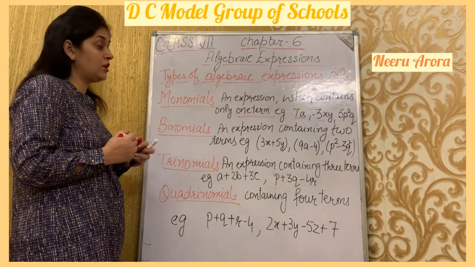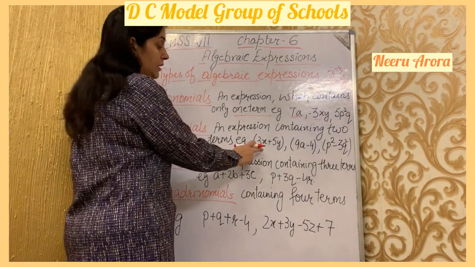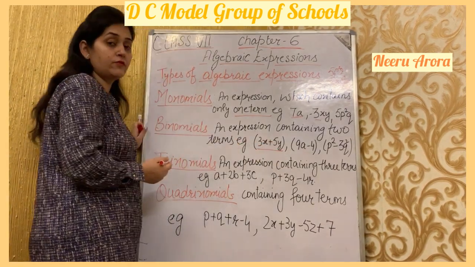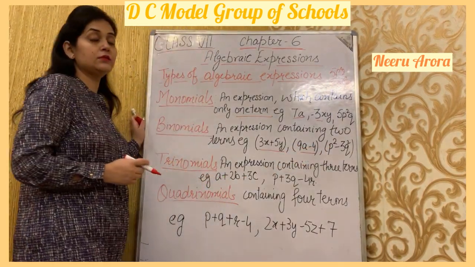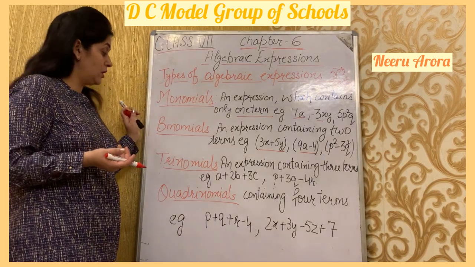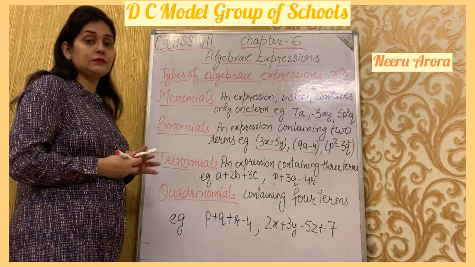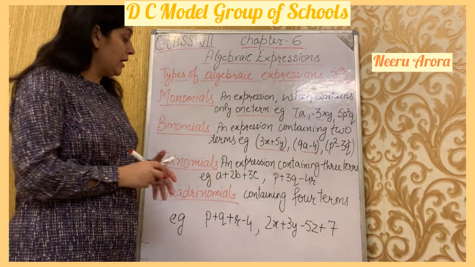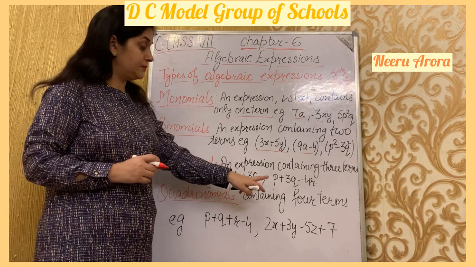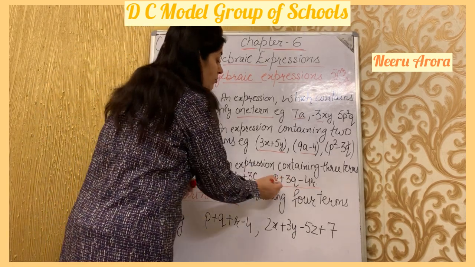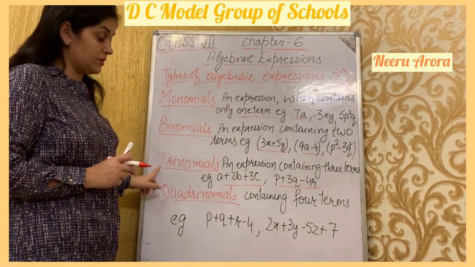Binomial, an expression containing two terms is known as binomials. For example, 3x plus 5y, 9a minus 4. So here it is two terms. p square minus 3q square. It's also two terms. Trinomials, an expression containing three terms is known as trinomials. So here a plus 2b plus 3c. So here we can see there are three terms. p plus 3q minus 4r. So here also three terms is known as trinomials.